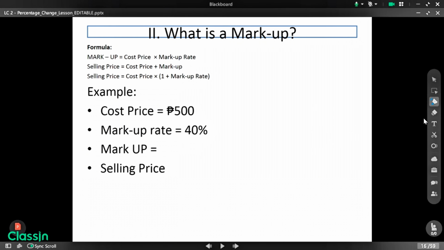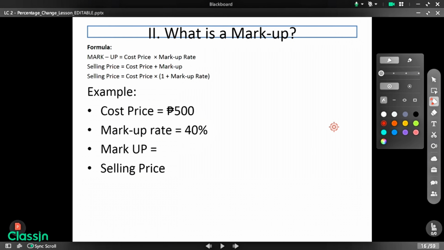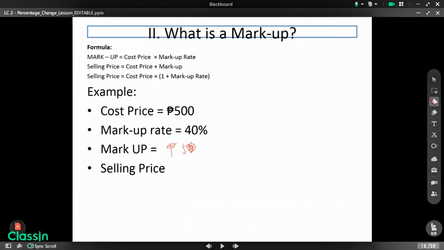For example, we have a cost price of 500 and a markup rate of 40%. Let's try to calculate it. We will have the cost price, which is 500, times the markup rate, which is 0.40, because 40% in decimal is 0.40. And what is 40% of 500? The answer is 200.